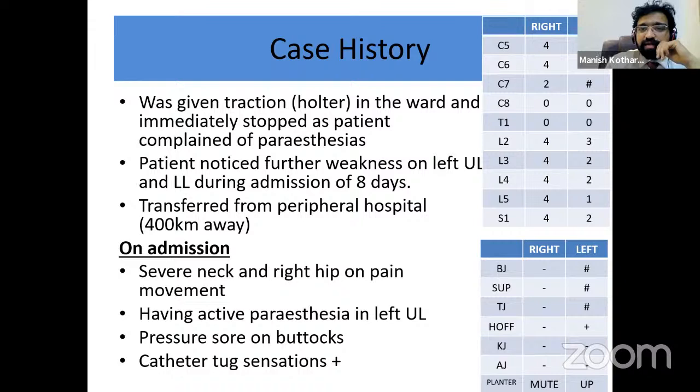On the right side it is more or less okay, but the C8-T1 is zero. And on the left side, he also had a humerus fracture, so C5 could not be assessed. The lower limbs were as charted. So coming to the x-rays, this was the cervical spine x-ray. This was the hip x-ray, where we had pain. And the left shoulder had a comminuted shaft fracture.